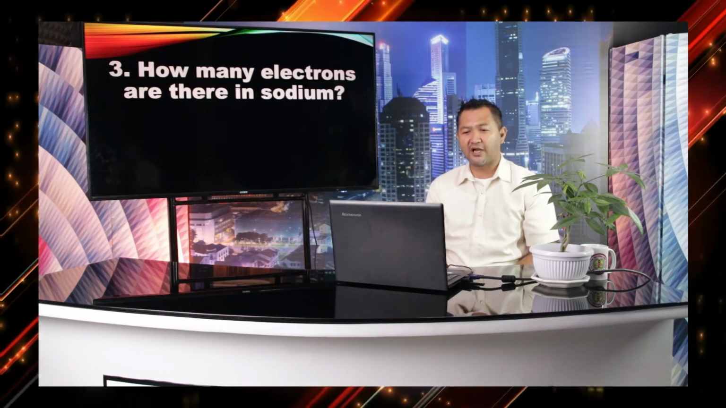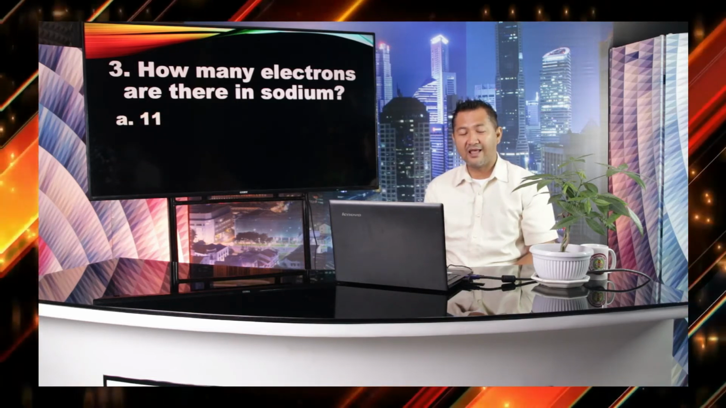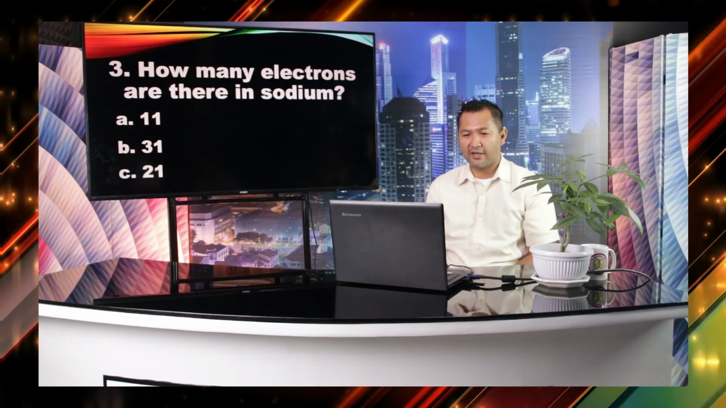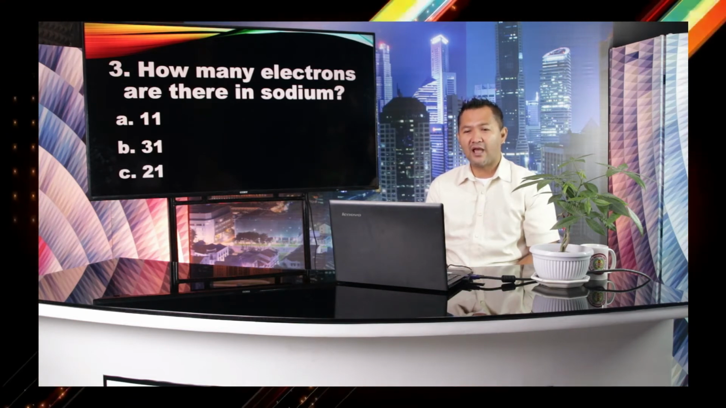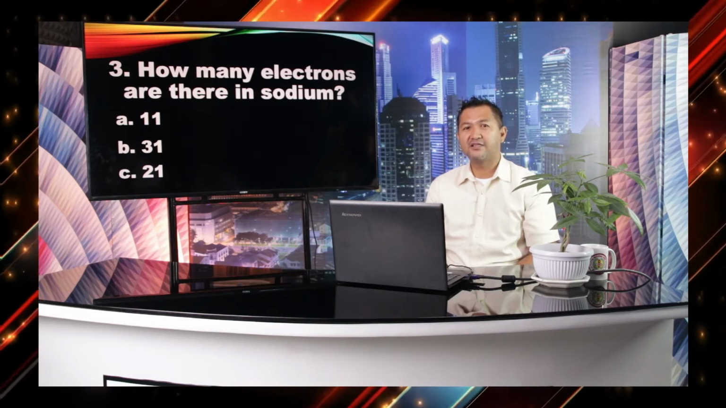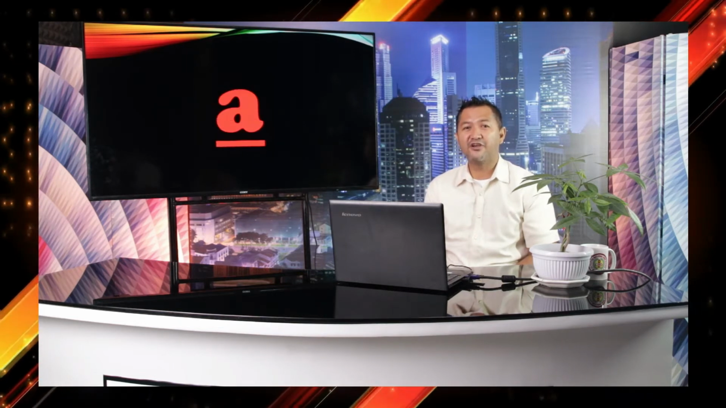Let's go to number 3. How many electrons are there in sodium? A. 11. B. 31. C. 21. Your time starts now. The correct answer is letter A.